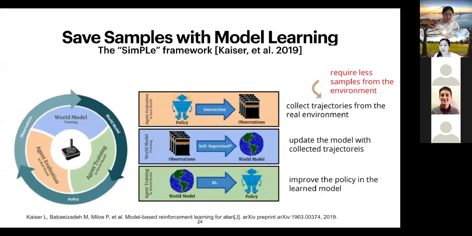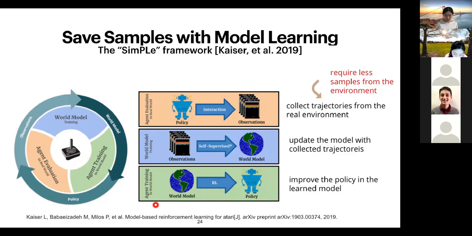Anyway, I think this figure is very interesting and intuitive. First of all, you can see there are three colors here: brown, blue, and green. The brown is model evaluation, corresponding to this box. And the blue is the world model training, corresponding to this box, and agent training, corresponding to this box.